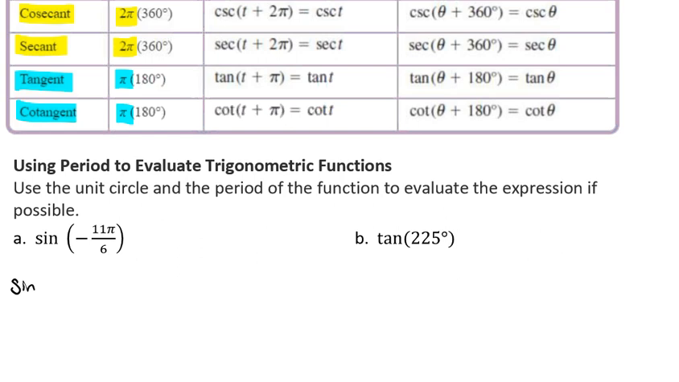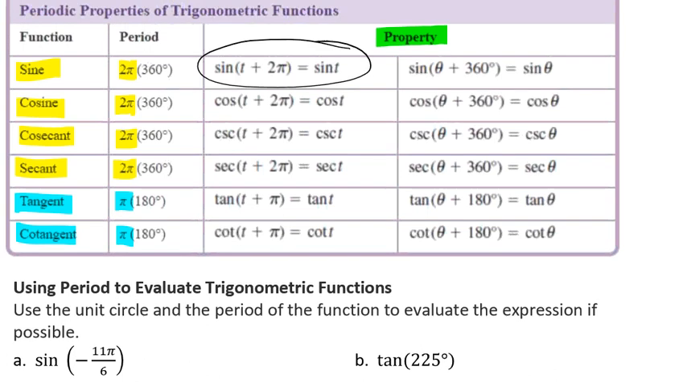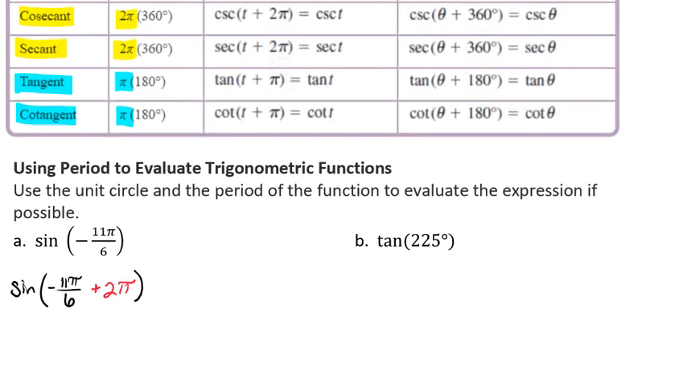So here we have the sine of negative 11 pi over 6, and then we're going to add 2 pi to that, and we can see that up here. That's going to give us our sine of t, or what we're really looking at here. So if I add that together, I now have the sine of, and when I add these together, that's going to give me pi over 6.